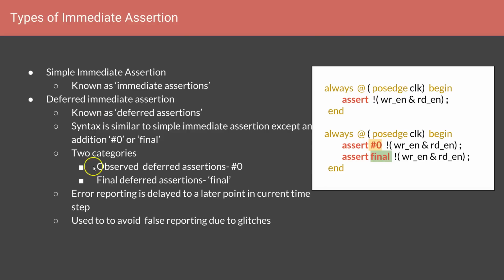This is quite commonly added in order to avoid unwanted error flagging due to a glitch in the signal. A glitch is a short pulse in the signal which does not last for a clock cycle, and is visible only for a fraction of the current simulation time. In certain scenarios, you don't want to flag an error because of a glitch. In that case, you can use deferred immediate assertions.